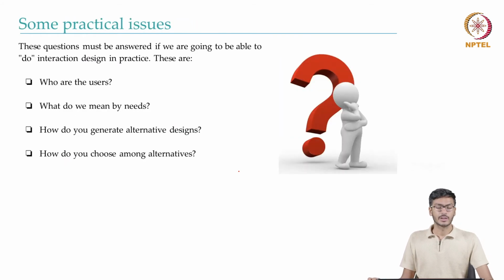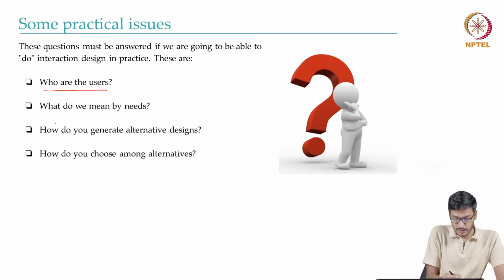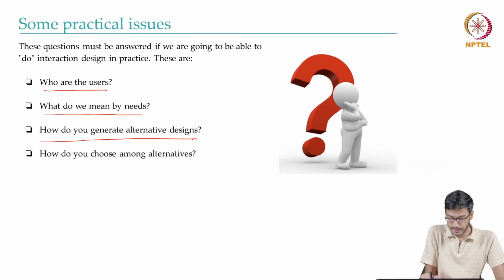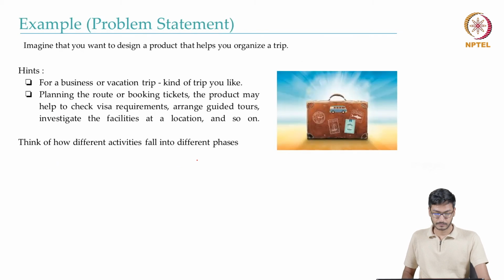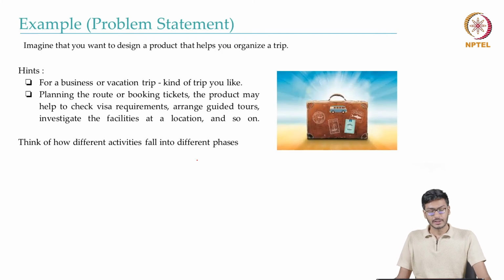Now we move on to some practical issues. The following questions must be answered if we are going to be able to do interaction design in practice. We need to know who the users are, what we mean by their needs, how we generate alternative designs, and then how to choose among these alternatives. Okay, let's go through an example. Imagine that you want to design a product that helps you organize a trip.